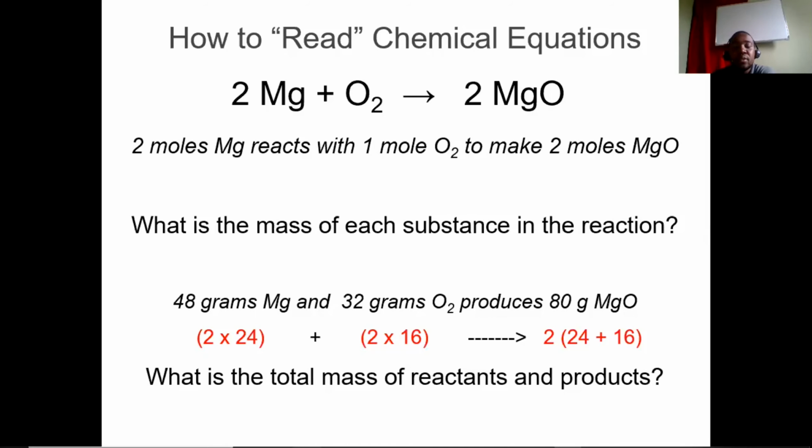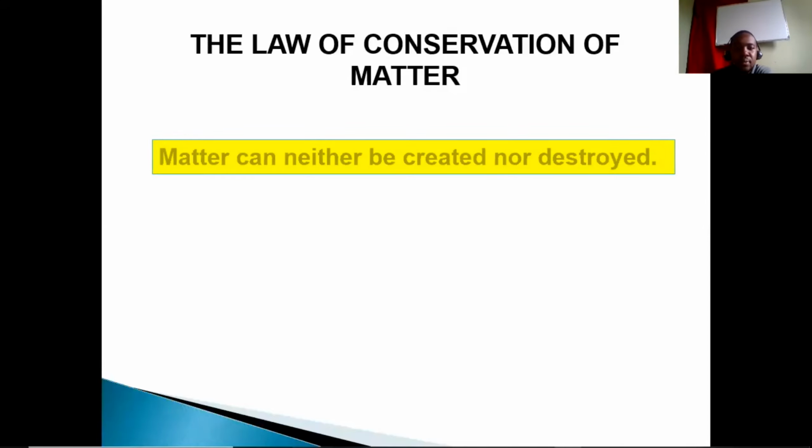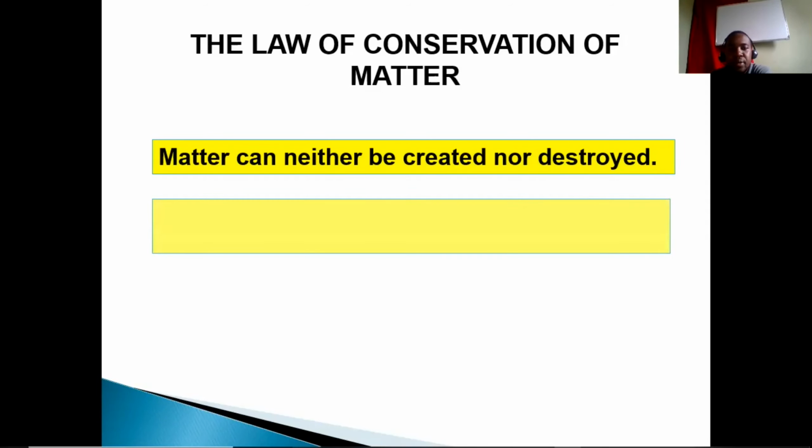All right, so if we notice now, the total mass of your reactants, which is 32 and 48, when you add that, you get 80 grams, which is equal to the total mass of your product that is formed. In this case, this is known as the conservation of mass in chemistry. Mass or matter is conserved throughout, so it's never created nor destroyed. What was there before is the same as what is there after the products are formed.